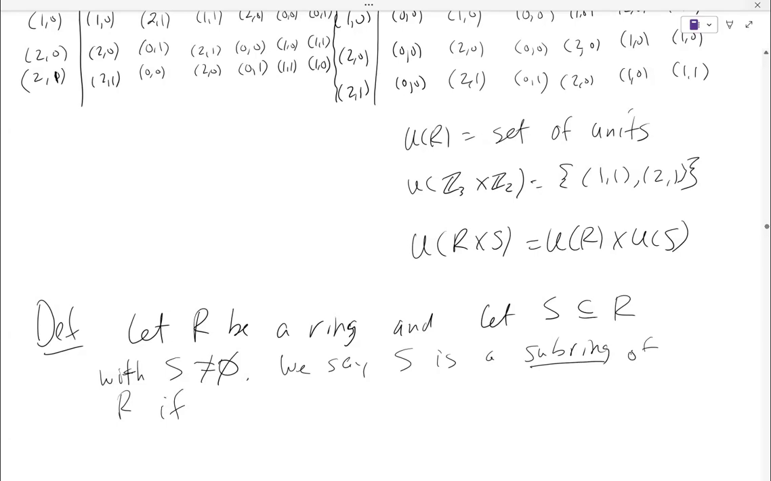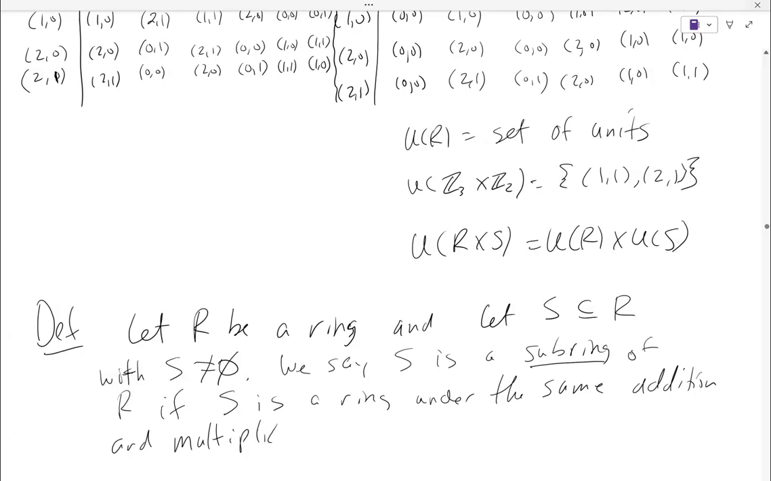well, remember when we did linear algebra, we had vector spaces and then we had subspaces, right? When we went from a vector space to a subspace, did we change anything with the operations? Or did we use the exact same operations that we had in the original vector space? The same, right? So it's the same idea with subring, if S is a ring under the same addition and multiplication of R.